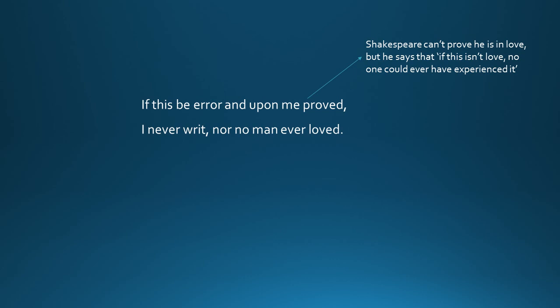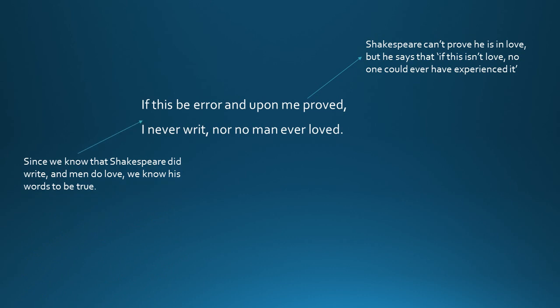Shakespeare can't prove to anybody he is in love, but he says that if this isn't love, no one could ever have experienced it. So he's trying to describe the depth of feelings that he has in this poem. I never writ, nor no man ever loved.